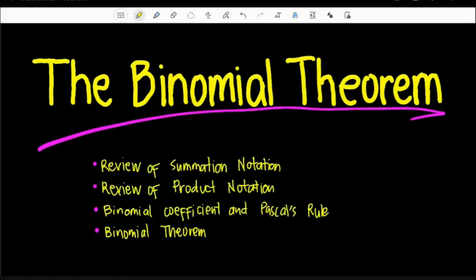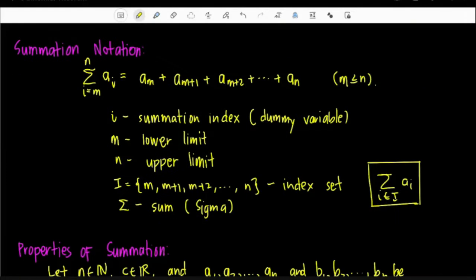So let's start with summation notation. The summation of a_i, i equals m to n, equals a_m plus a_(m+1) plus a_(m+2) and so on and so forth up to a_n. So the subscript iterates from m to n by 1. Here i is the summation index or a dummy variable, so it can be replaced by other variables. m is called the lower limit while n is called the upper limit.